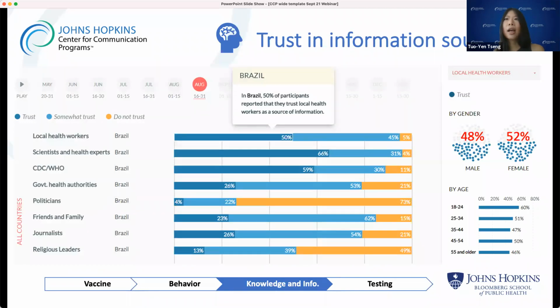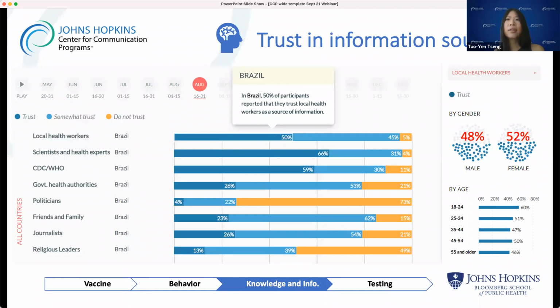Participants were asked how much they trust various sources to provide accurate news and information about COVID-19. Between August 16th and 31st, the most trusted information sources in Brazil were scientists and health experts, WHO, and local health workers. Please note that the data label reads CDC/WHO, and I just said WHO.